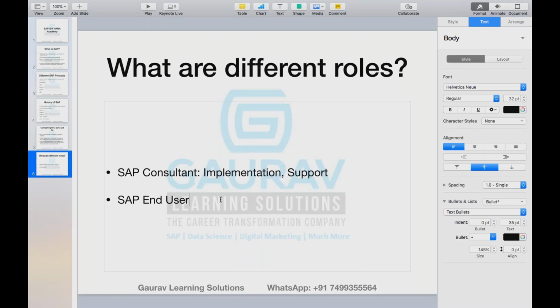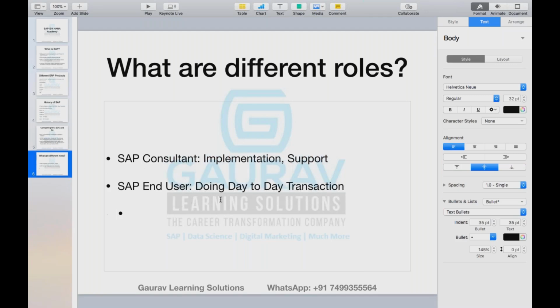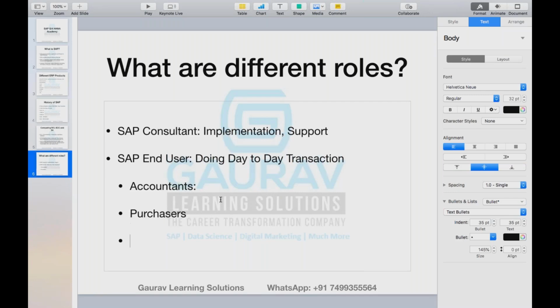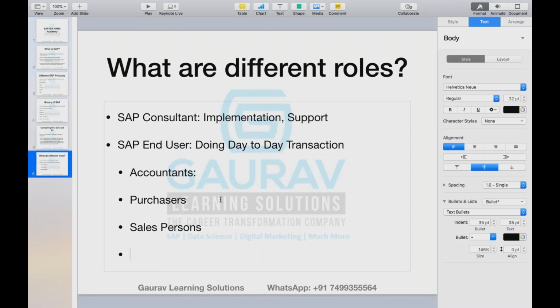Who is the end user? The end user is not responsible for implementation and support. The end user is responsible for doing day-to-day transactions. So what are day-to-day transactions? Again, it depends. Let's take the example of end users. End users can be accountants who are part of the accounting team. They can be purchasers, part of the purchasing team. They can be salespersons who are taking orders from customers and entering them in the system, or they can be production designers, production engineers who are creating production orders in the system.